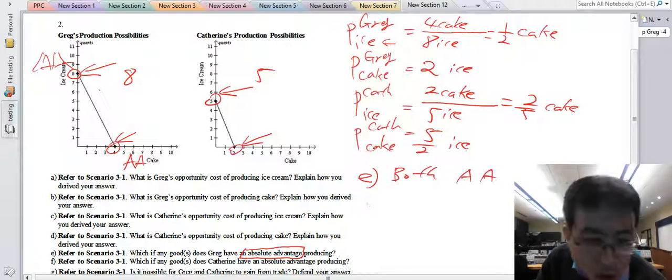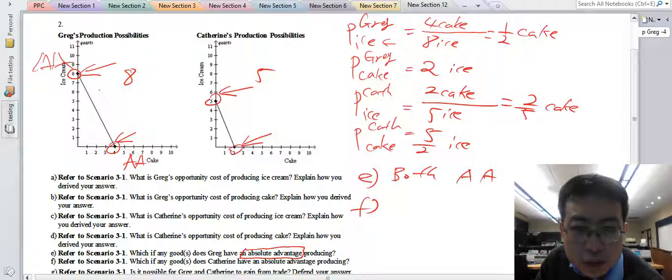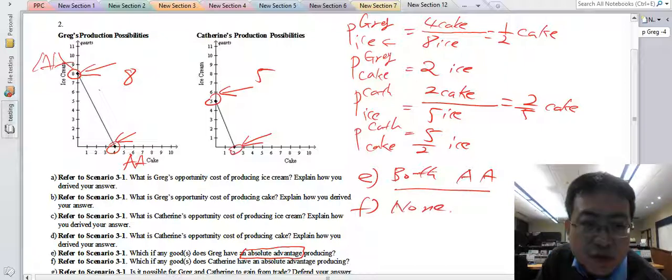And then for F, which, if any, does Catherine have an absolute advantage producing? Since Greg already has both absolute advantages, Catherine has no absolute advantage. So that's the answer for part F.